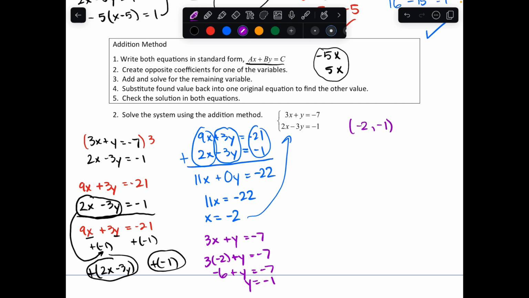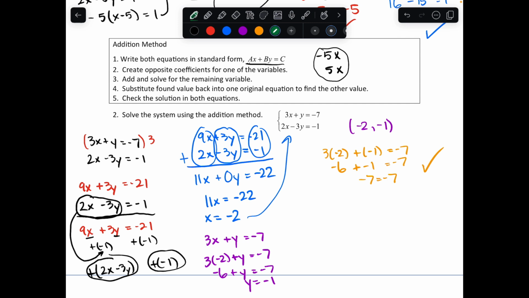Now we should check that this actually works for both of our equations, so let's plug it in. Let's try the top one first. So we have 3 times negative 2 plus negative 1 is equal to negative 7. 3 times negative 2 is negative 6, and then plus negative 1 is equal to negative 7. So we have negative 7 is equal to negative 7. That's a true statement, so it works for this equation.